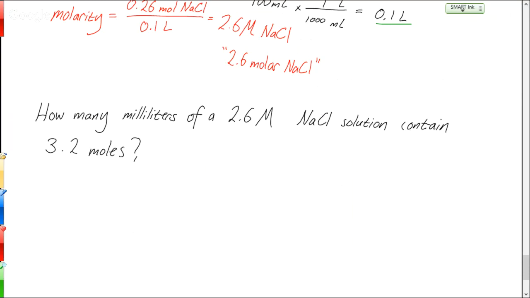We can think of molarity, remember, as moles per liter. So 2.6 molar tells us that there are 2.6 moles of NaCl in each liter of this solution. No calculations or anything, just tells us 2.6 moles per liter. So you can think of that as a way of relating moles and liters in the solution. So then we can think about this problem as converting 3.2 moles to milliliters via liters. So we're going to convert from moles to liters using the molarity and then get that in milliliters. So let's try it.